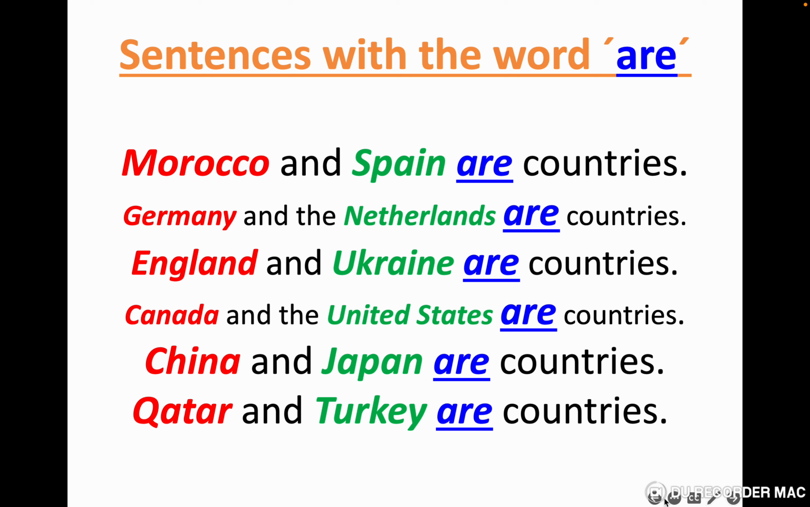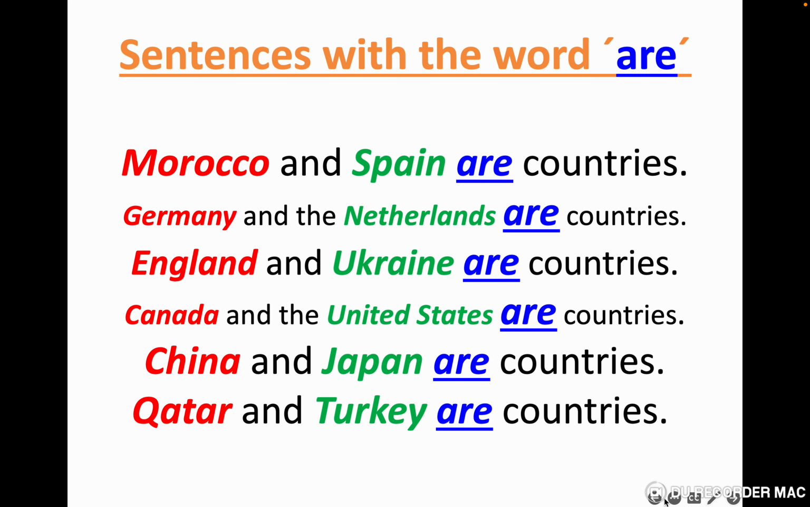England and Ukraine are countries. Canada and the United States are countries. China and Japan are countries. Qatar and Turkey are countries. So remember, when we have two things, we need to put the verb to be in the plural form, are.